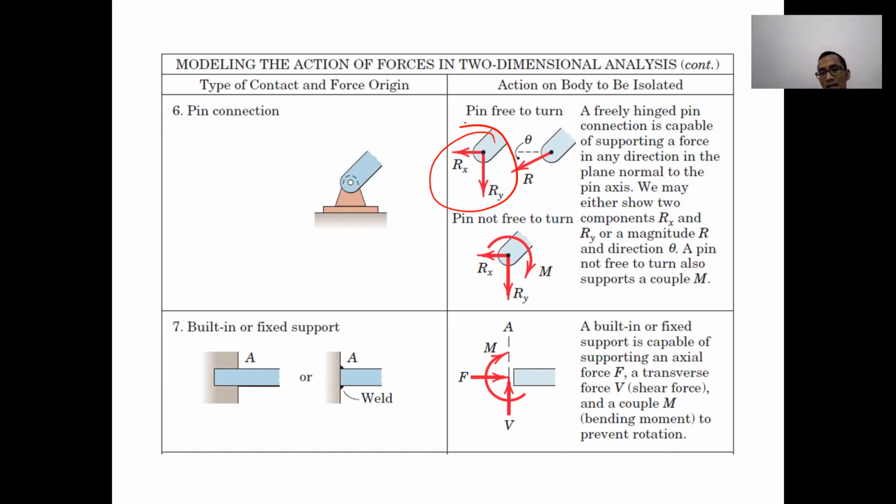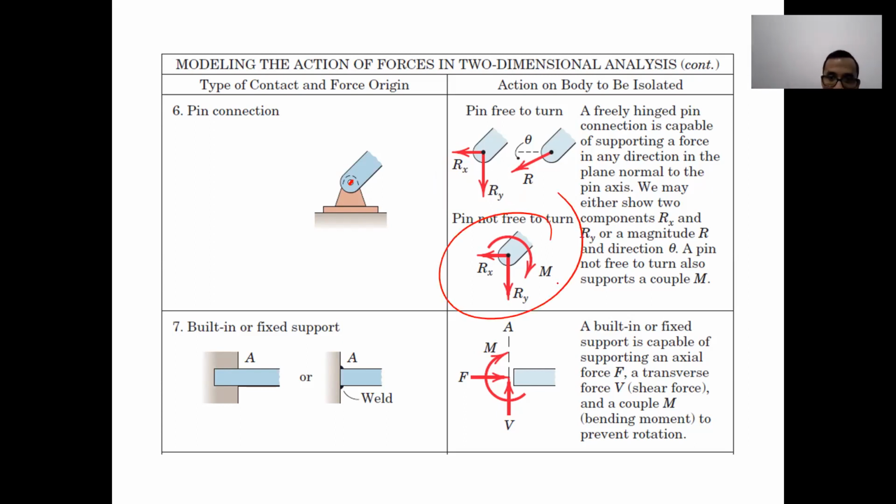But if the case is pin with friction, okay, pin with friction, which means that the pin is withstanding the rotational movement as well. Now it can withstand vertical movement, horizontal movement, and rotational movement. That's why you have to put three forces. You have to put reaction force x direction, reaction force y direction, and moment like this.